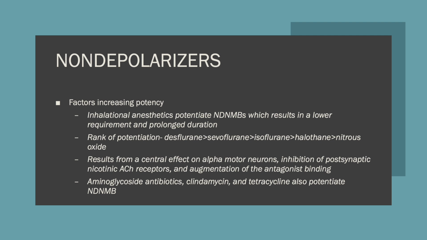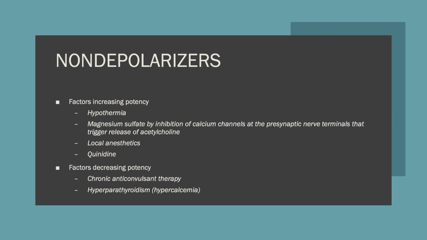our clindamycin, our tetracycline. And these antibiotics can work by inhibiting acetylcholine release at the neuromuscular junction, and this just augments that. You have more acetylcholine. We talked about the hypothermia, we talked about the magnesium, we talked about our local anesthetics, our quinidine. We talked about chronic anticonvulsant therapy, hyperparathyroidism, okay?